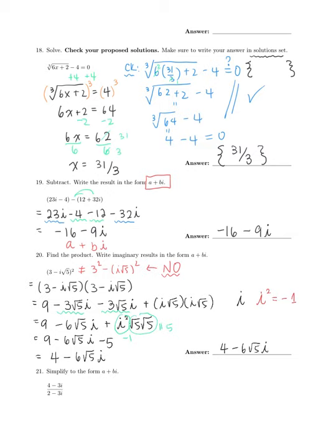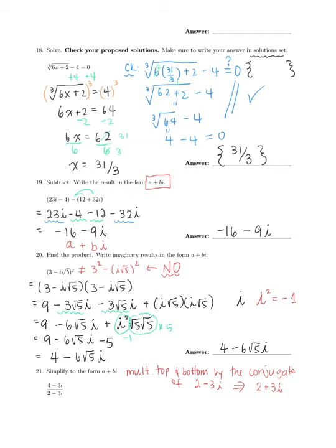Okay, so the next one is simplify to the form a plus bi. So you're given 4 minus 3i over 2 minus 3i. Now, the trick is this. Multiply top and the bottom by the conjugate of the denominator. So in this case, 2 minus 3i, which is 2 plus 3i. That will be the conjugate of 2 minus 3i.